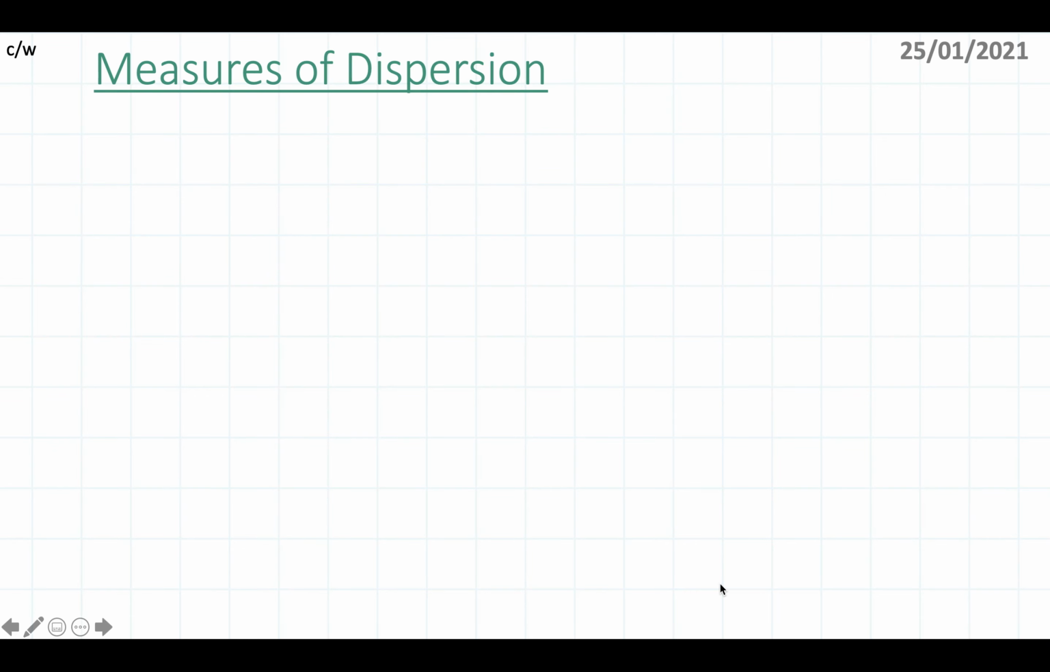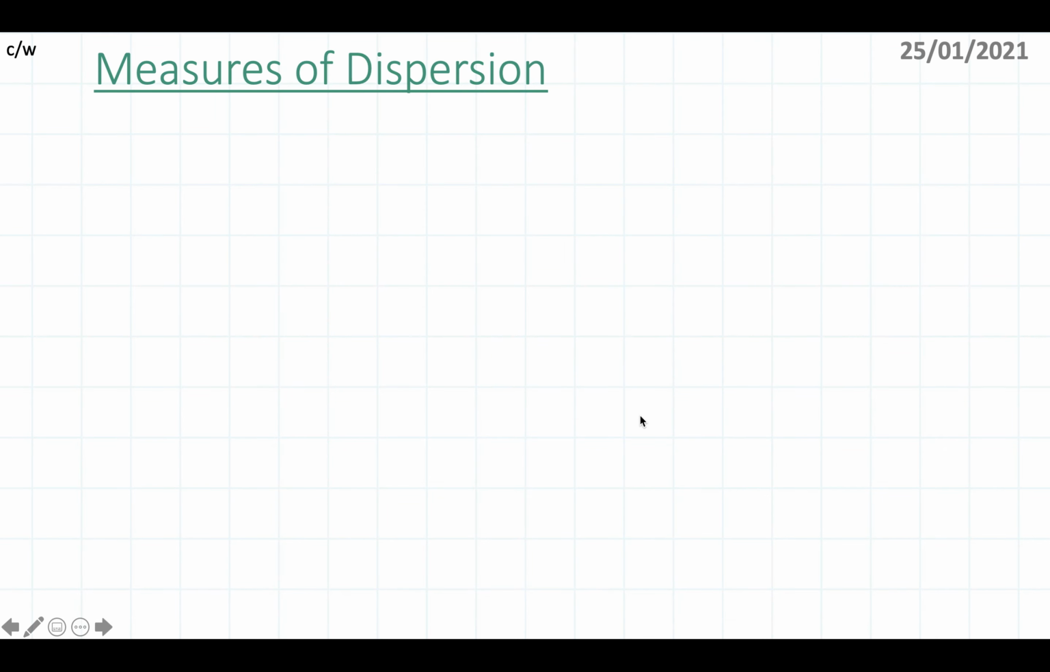When you have a set of data, you want to see how spread out the data is, not only measuring the center of the data. So measures of dispersion is a type of calculation we're going to do to see how our data is spread, or maybe more relative to the mean. There are a couple of things we use to measure this dispersion.